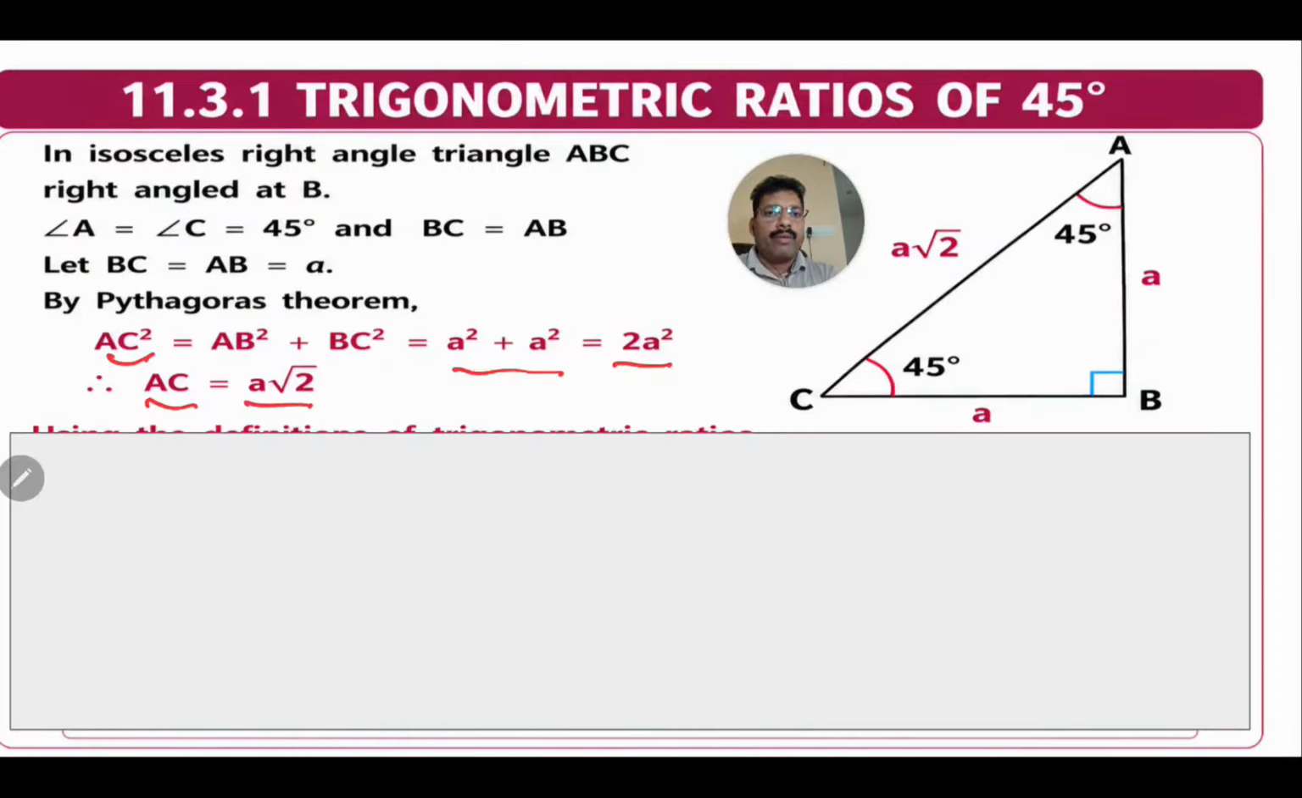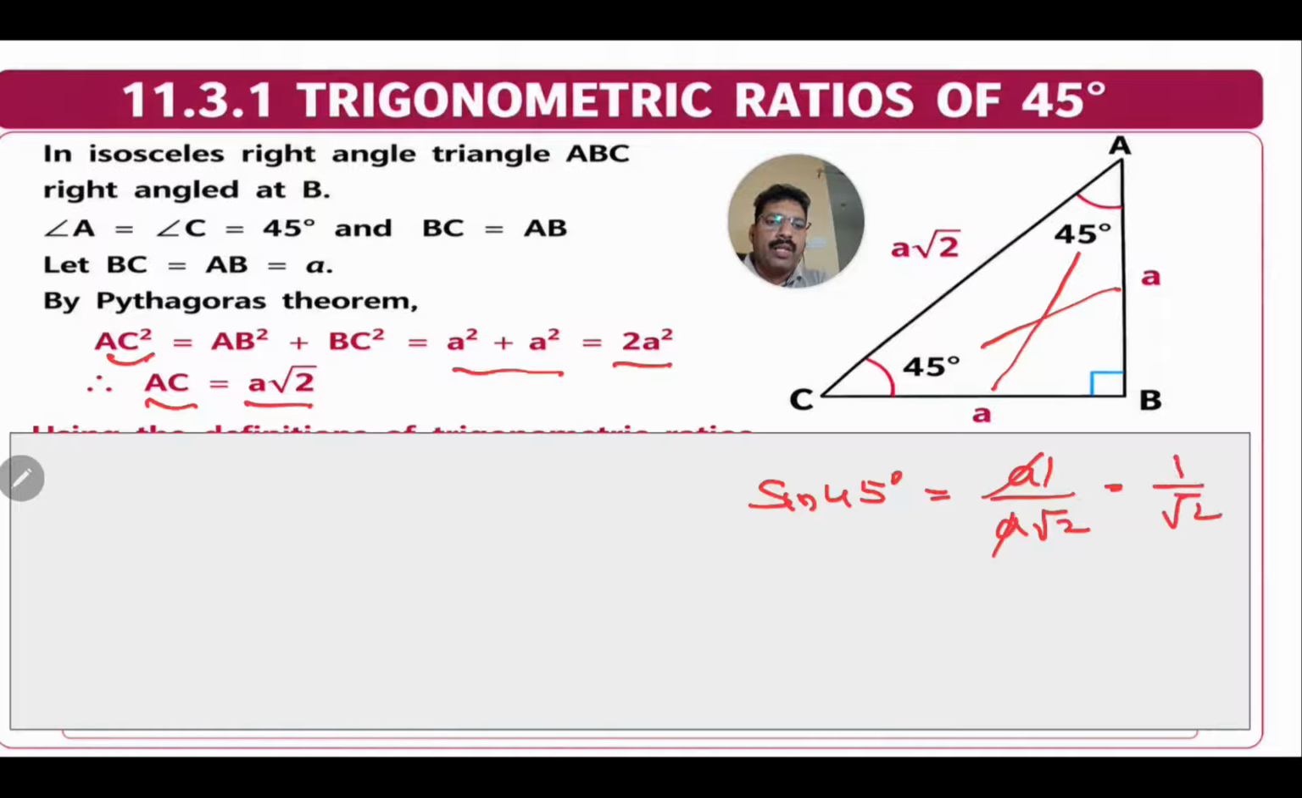For example, if you want to find sin 45 degrees, sin theta formula is opposite side by hypotenuse. So for 45 degrees, opposite side, any one we can take because both are equal here since it is an isosceles triangle. So a by hypotenuse a root 2. So a will get cancelled and you will get 1 by root 2. Sin 45 degrees value is 1 by root 2.